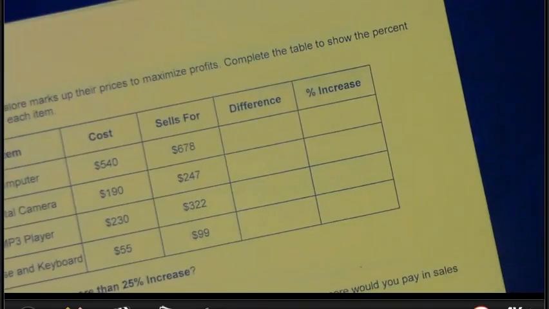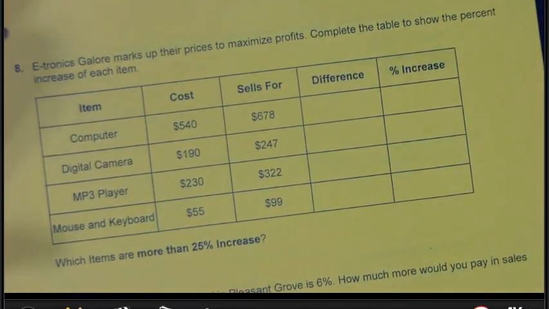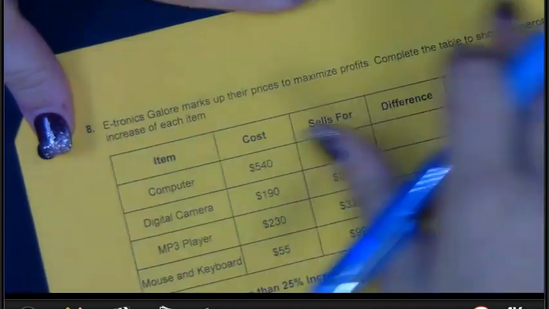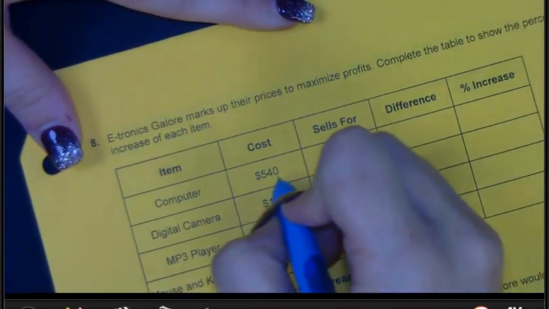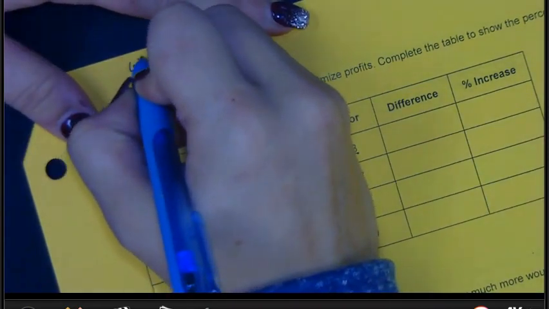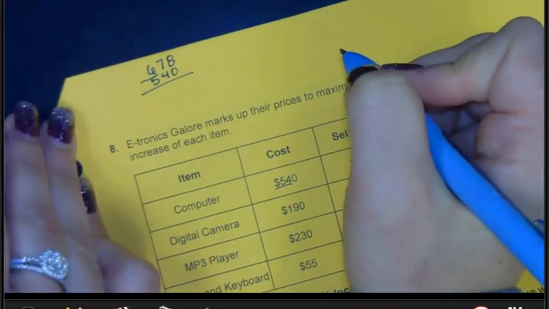All right. Let's take a look at number 8. So number 8, for Electronics Galore, they mark up their prices to maximize their profits. Complete the table and show the percent increase for each of the items. All right, so we need to find the difference of all of our numbers here. So I'm actually going to work up here to find the difference. So the computer started at 540 and it sold for 678. I want to know what is the difference we've got going on here.